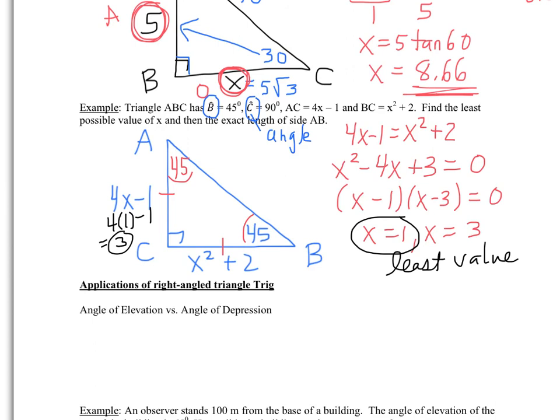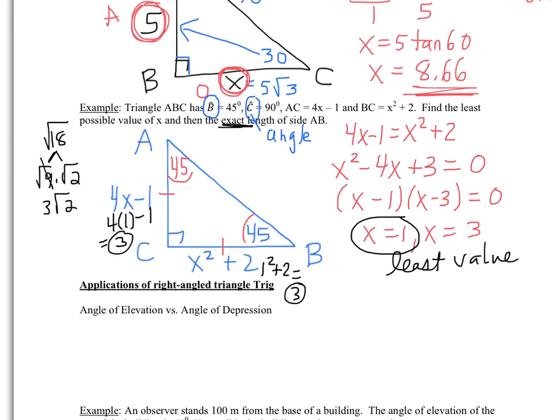I expect to get 3 for the other side. Alright, notice I do. 1 squared plus 2 is 3. So my two legs are 3. I need to find now the exact length of side AB. Well, the long way is to do Pythagorean theorem. 3 squared plus 3 squared, that's 9 plus 9, which is radical 18 after we solve for C. Right, just doing Pythagorean theorem. We break this down, becomes 3 radical 2.